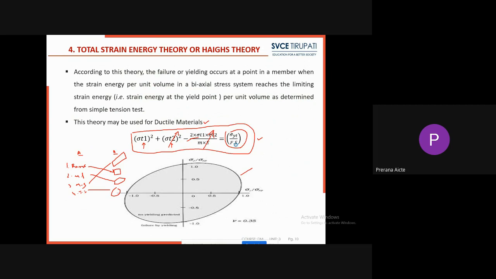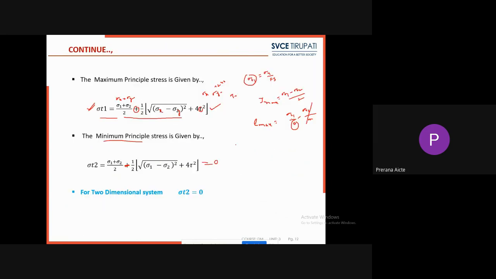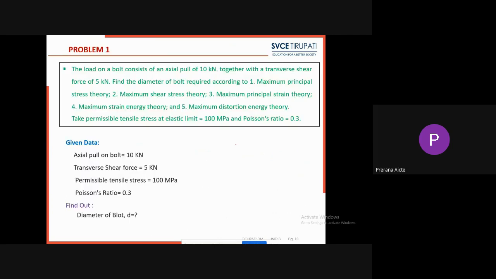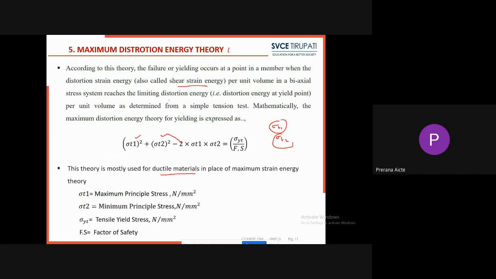Again, the formula is sigma x plus sigma y by 2 plus 1 by 2 into root of sigma x minus sigma y whole square plus 4 tau square. What is the last theory? Maximum distortion theory: sigma T1 square plus sigma T2 square minus 2 into sigma T1 into sigma T2. Sigma T2 is also 0. Simply calculate sigma T1 square equal to sigma y by factor of safety.